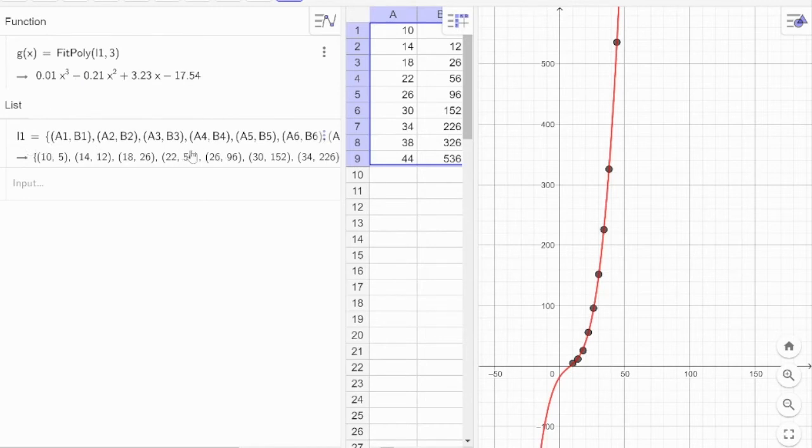And then this is the list plot, all of the points. Notice A1, B1 gives us the first point. A1, B1, that's 10, 5. And then A2, B2 gave us the second point. It's 14, 12, and so on and so forth. So the algebra pane shows us all of these lists that were used to plot into the graphics pane.